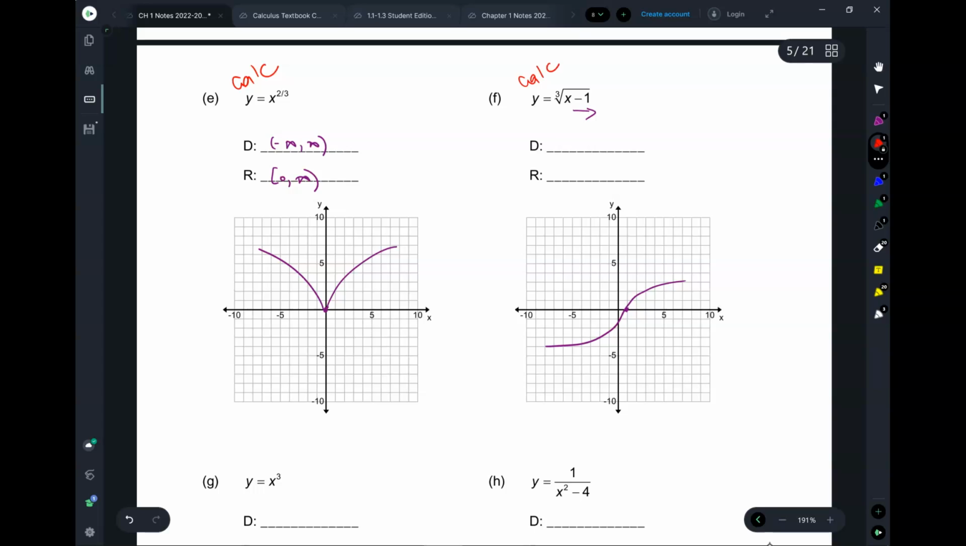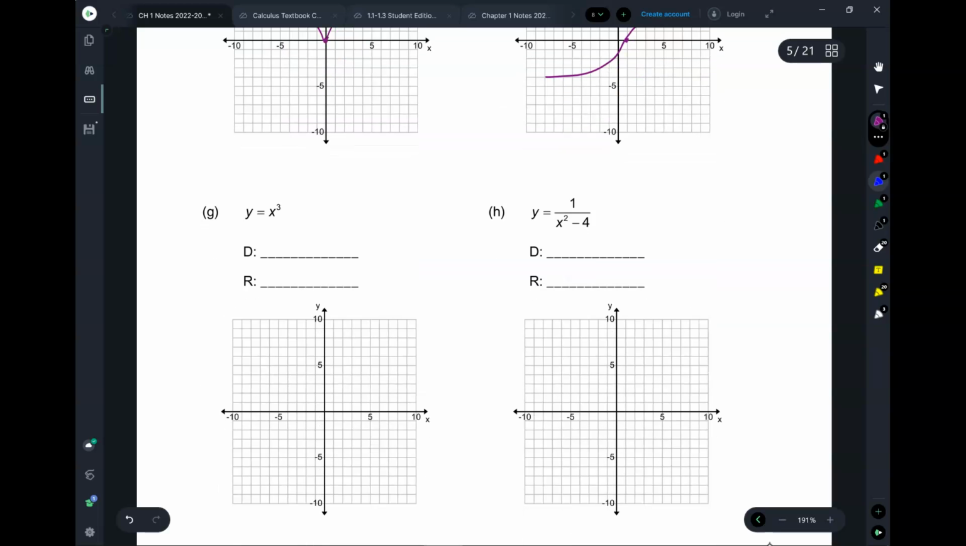I'm going to have you use your calculator for this one as well. You're so nice. Okay, what's the domain? Negative infinity to infinity. Yeah. What's the range? Okay, so this is kind of like our study sheet.